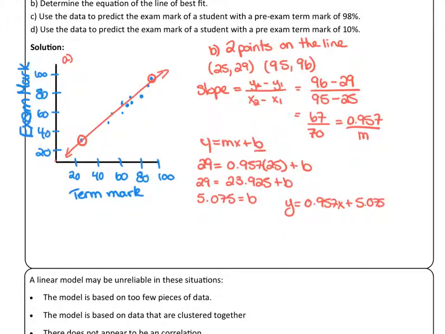Part C and D want us to use the data to predict the exam marks. So for C, with a pre-exam term mark of 98, you can use the graph and just go up to 98 and follow it up to our line and see that it's going to be like 97 or 98. Or you can use the equation. If you use the equation, you would just sub that in for our x value. So I'm going to put 98 there.